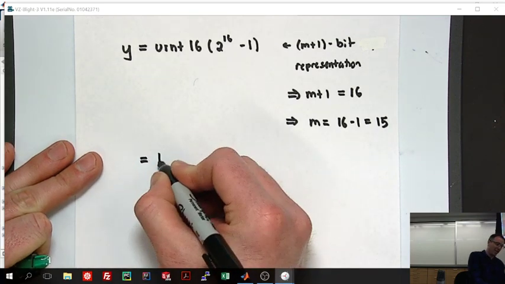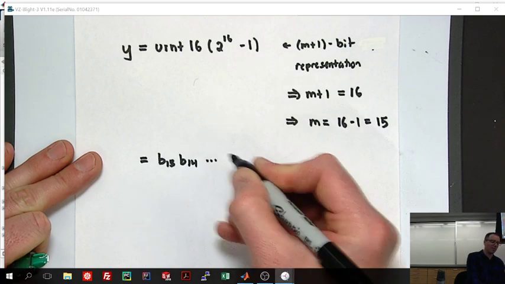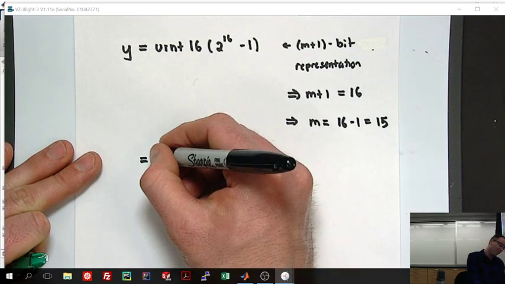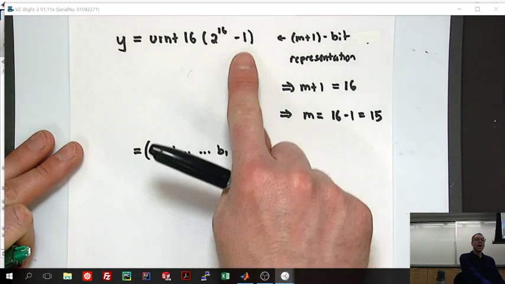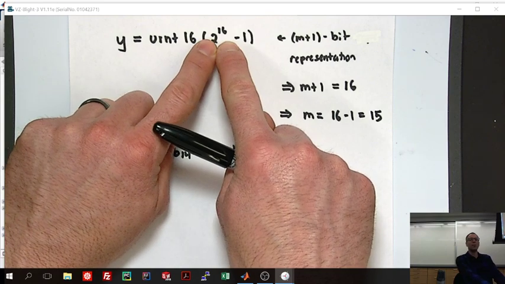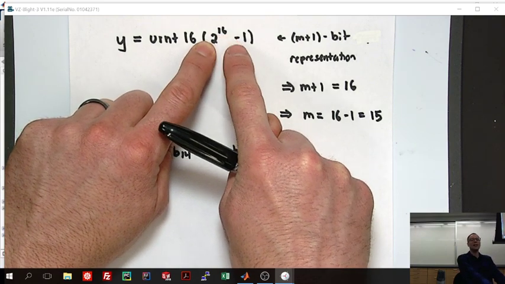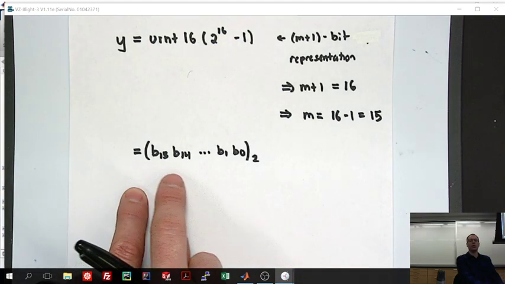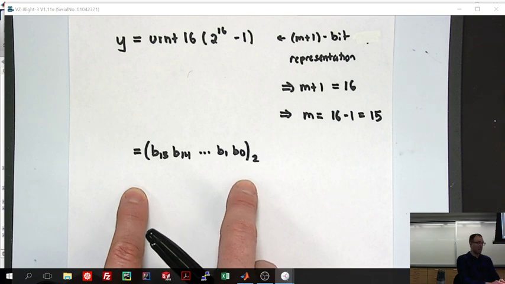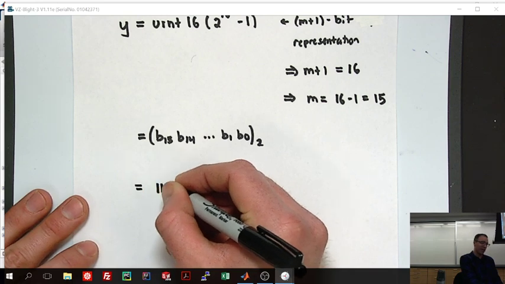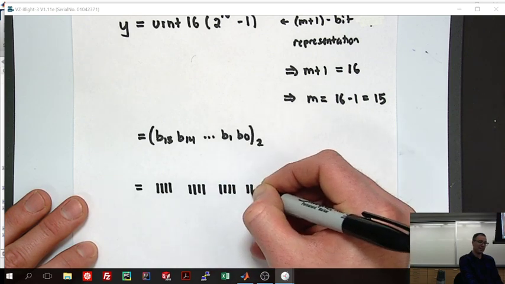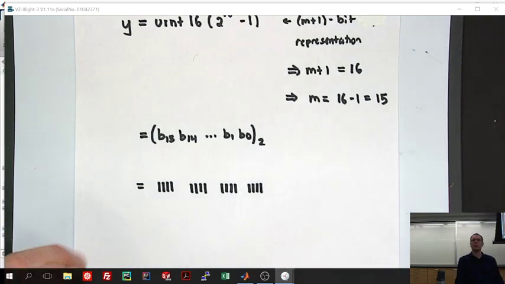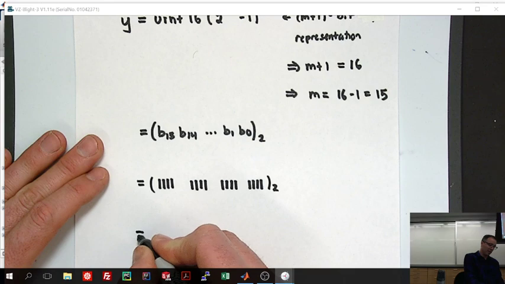Which means that this thing right here is actually b15, b14, ..., b1, b0. But we talked about earlier that the Tower of Hanoi problem tells us that in order to get 2 to the 16 minus 1, what does that mean about each individual bit in that string? Must be 1. And in fact, what we're going to do is we're going to group bits by nibbles. If I have 16 bits, and each nibble is 4 bits, how many nibbles do I have? Yeah. So that is equivalent in our representation to something that looks like that.